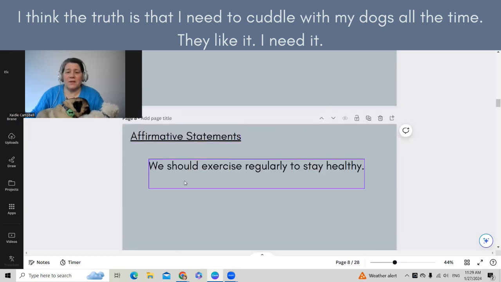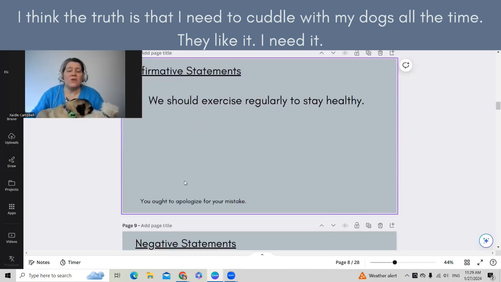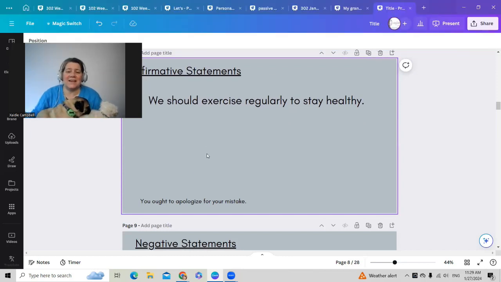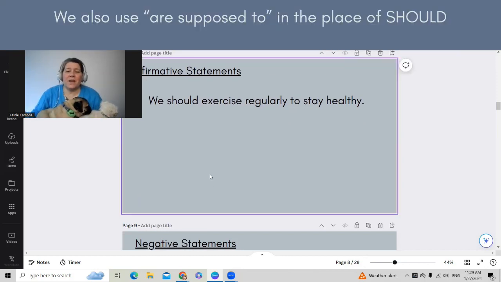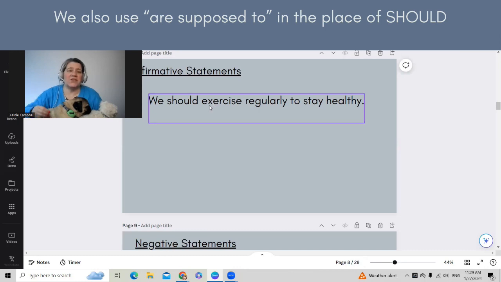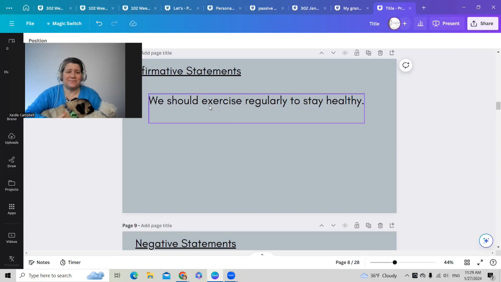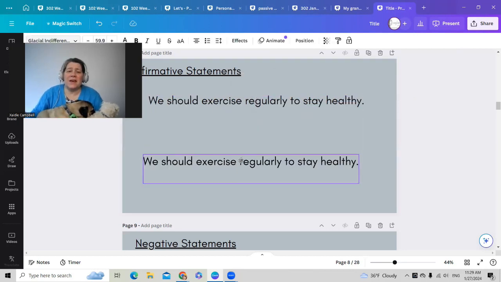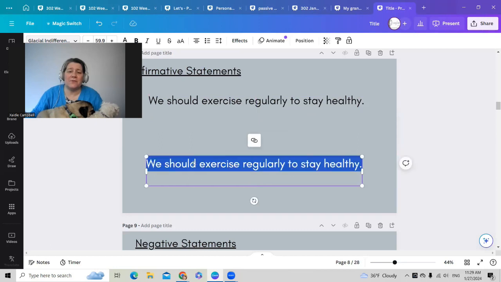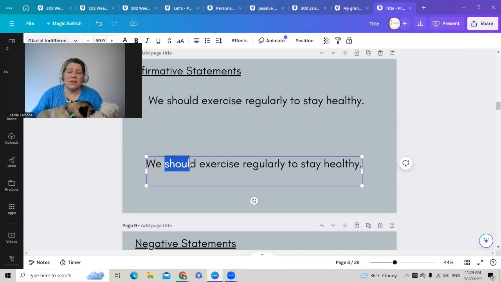Next, should. We use should to indicate what we are supposed to do, obligations. I should cuddle with my dogs all the time because they need it. Okay? The verb plus infinitive form is ought to. We should exercise regularly.